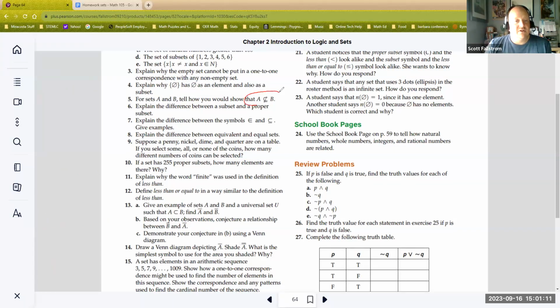Okay, we talked about this one in class. How do you show something's not a subset? Don't forget, it's a conditional statement. So you need to find something that's in A and is not in B. That's what you're looking for.